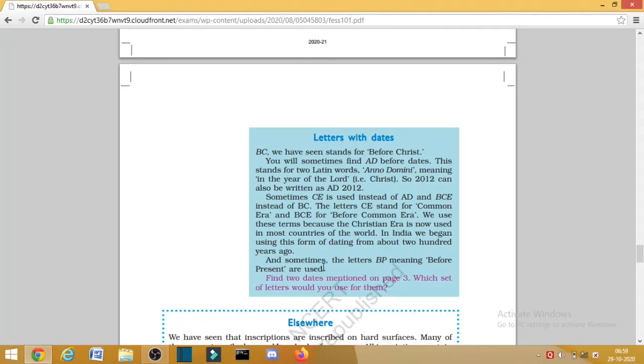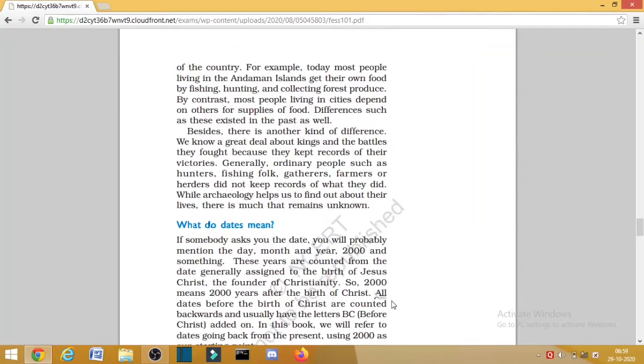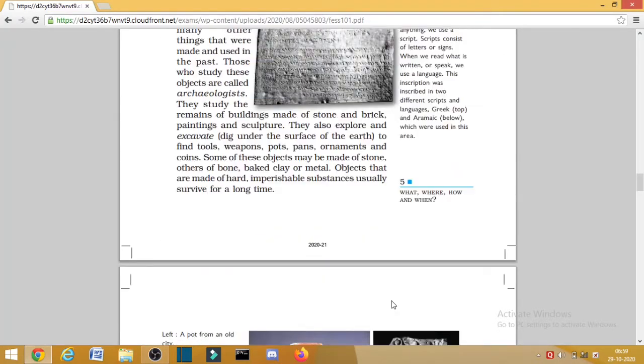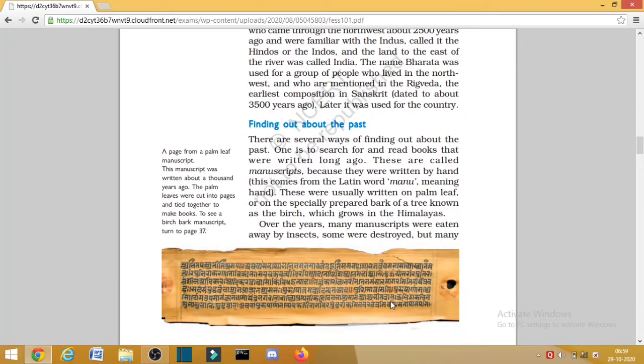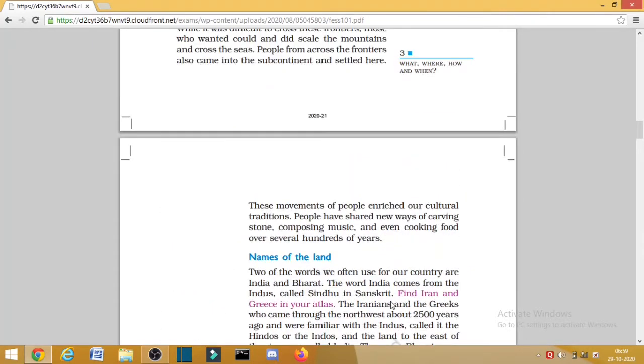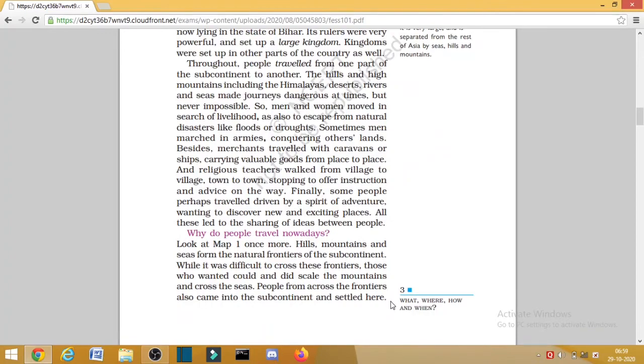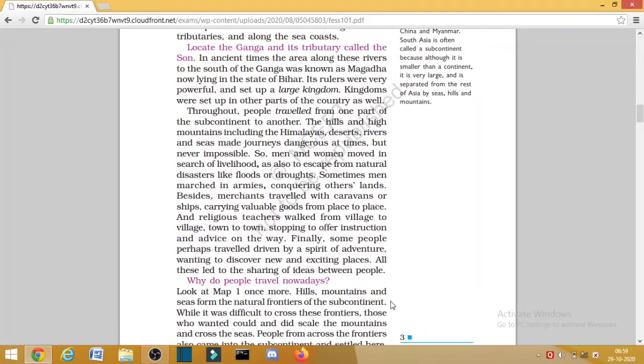Now find two dates mentioned on page 3. Which set of letters would you use for them? You see this one here in page number 3. From here you have to find out.